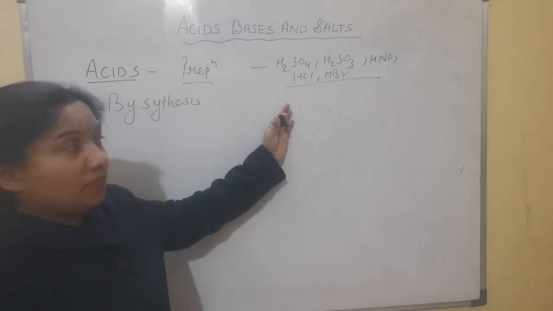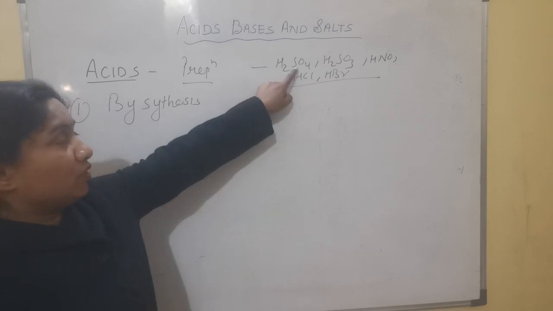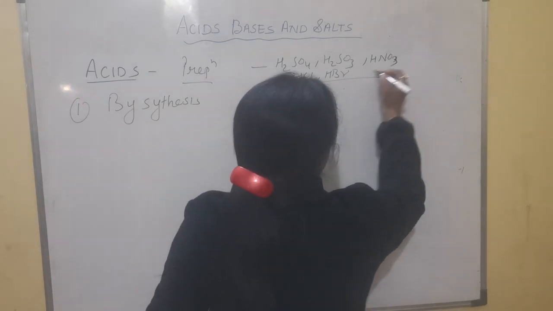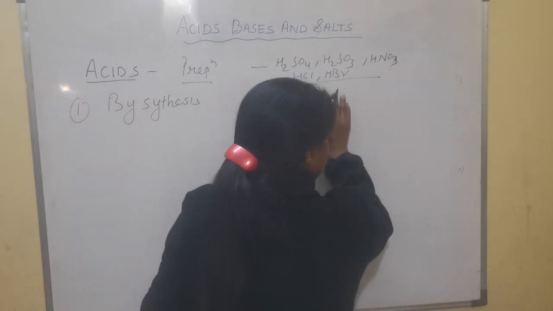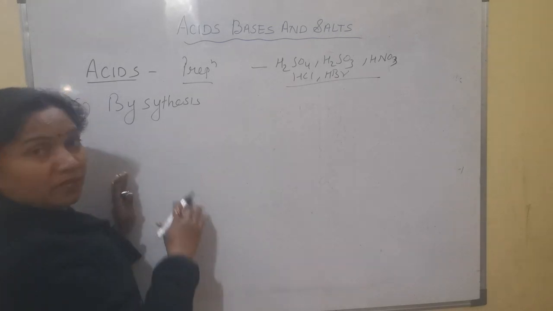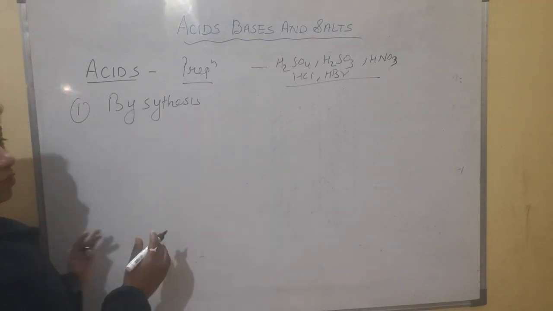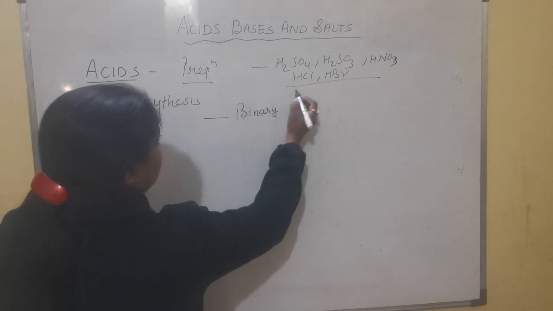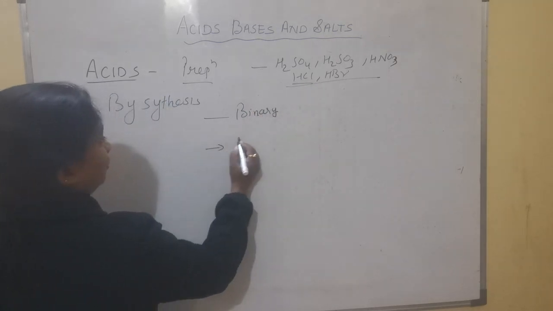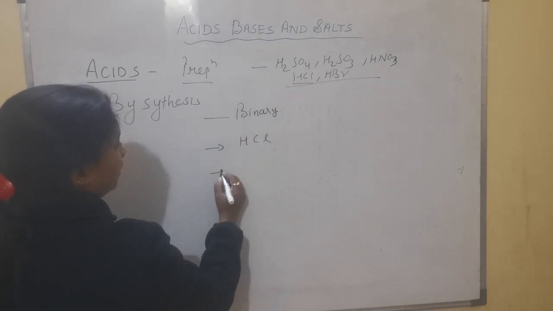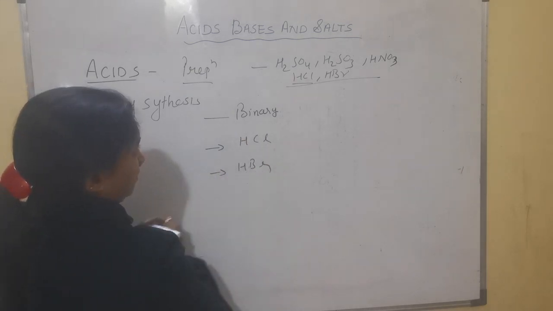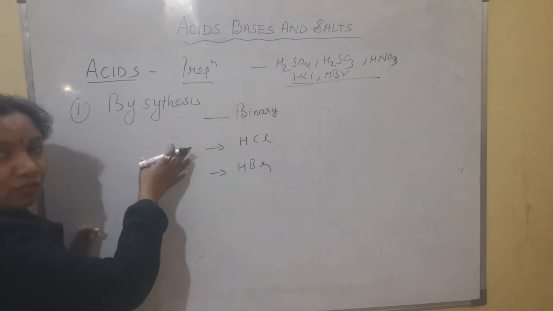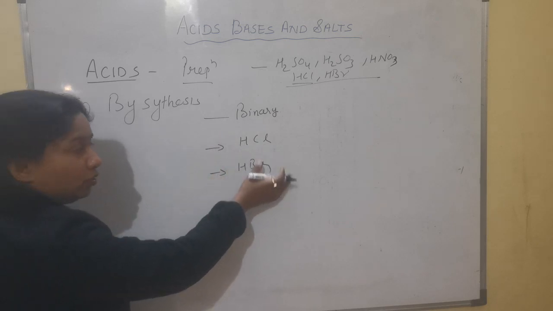during the entire chapter. So you have to learn this, that H2SO4 is sulfuric, H2SO3 is sulfurous, then HNO3 is nitric acid, hydrochloric acid, hydrobromic acid. So these are the common acids. So first method of preparation is by synthesis, in which we are going to prepare only binary acids. Binary means acid that contains 2 elements. So we'll take acids with 2 elements like hydrochloric acid, hydrobromic acid. Rest acids, they are having more than 2 elements. So in this method, by synthesis, you are going to prepare only acids that contain only 2 elements.